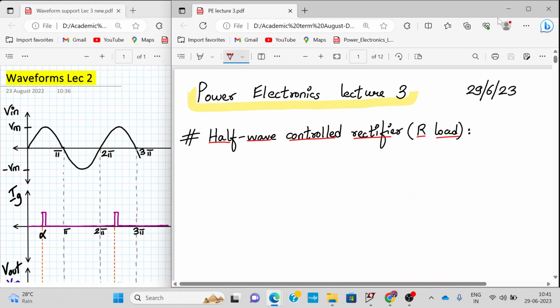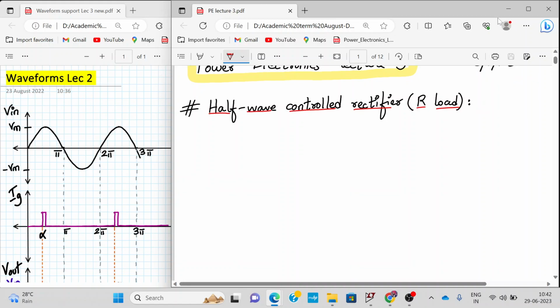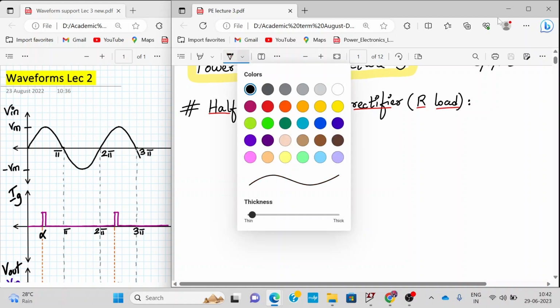Today we are going to discuss the half wave controlled rectifier. Last time we introduced the SCR, and today we are going to use that SCR and connect it in a half wave rectifier circuit. Now let's draw the circuit diagram first.